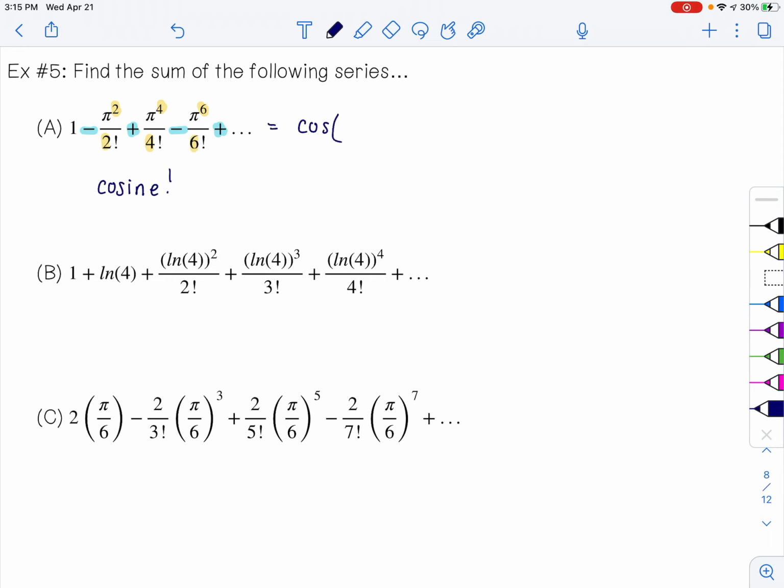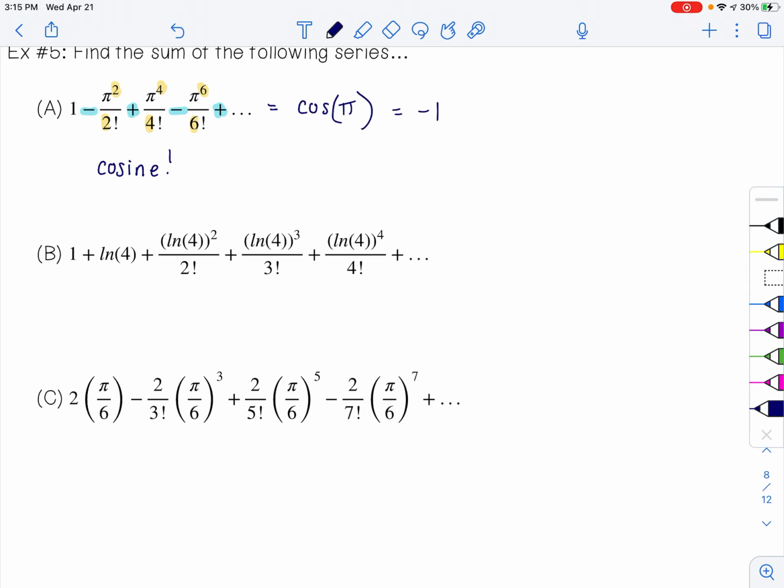So this is the cosine function, and they've plugged in pi, right? So instead of having an x to the squared in the top or x to the 4th, we have replaced x with pi. We know that cosine of pi is -1, so the sum of this series is -1.